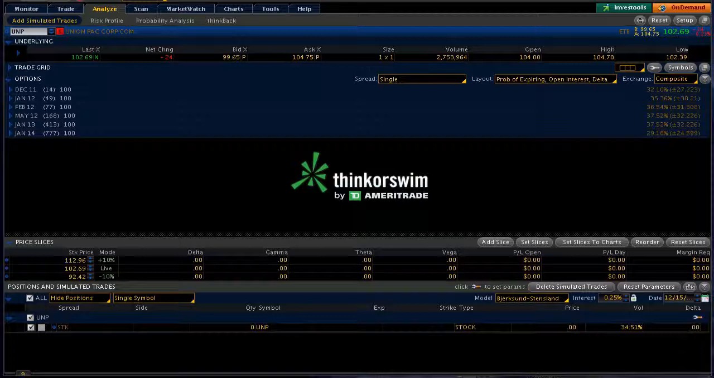Well, we are going to go over diagonal spreads. Now, what is a diagonal spread? It's the simultaneous selling of a call or put at a different strike price and different expiration date. Okay, that is just a simple definition of a diagonal spread.